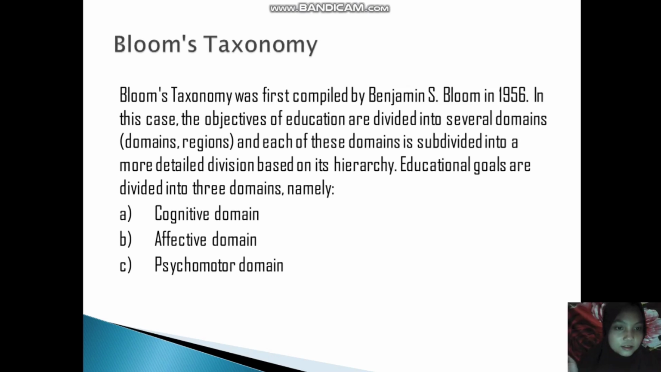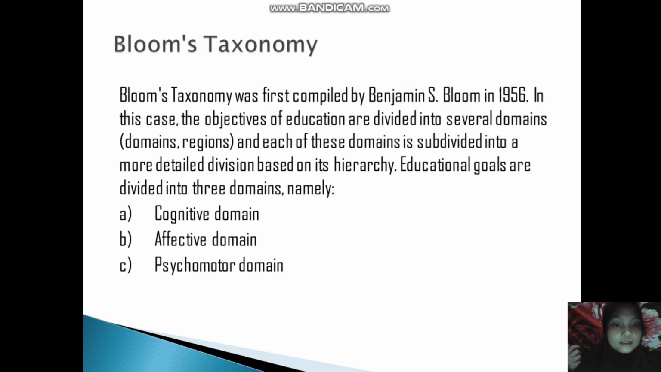Cognitive domain. The cognitive area is an area that discusses learning objectives with mental processes that originate from a lower level of knowledge up to a higher level, namely evaluation. The cognitive area consists of six levels, namely knowledge, comprehension, application, analysis, synthesis, and evaluation.